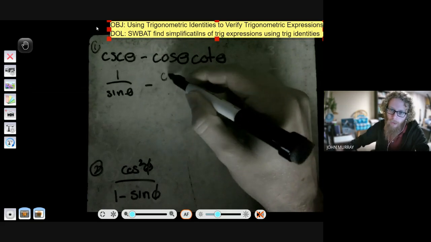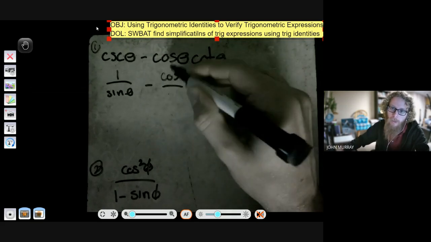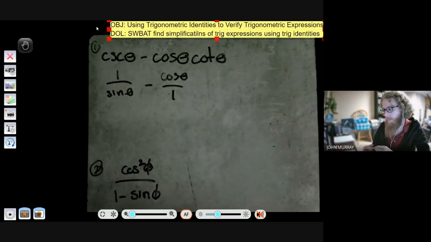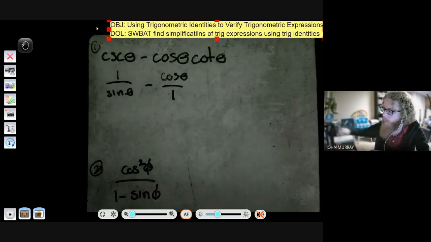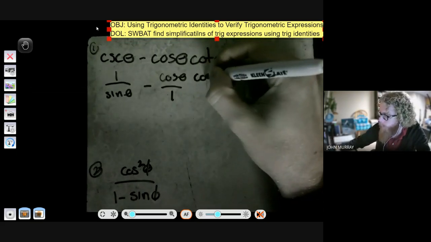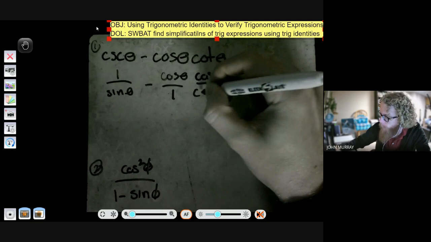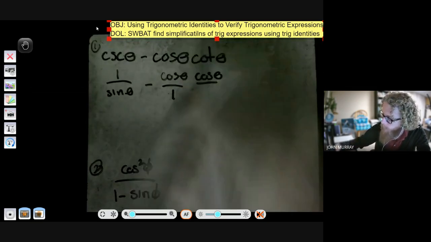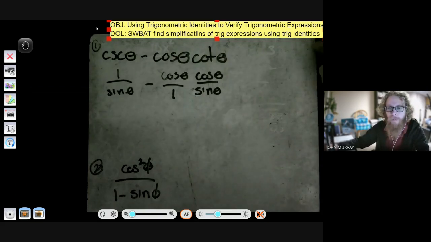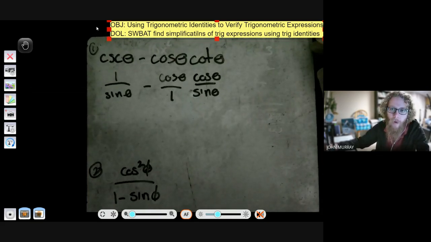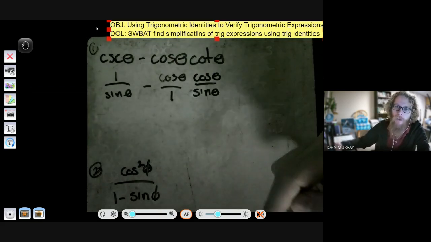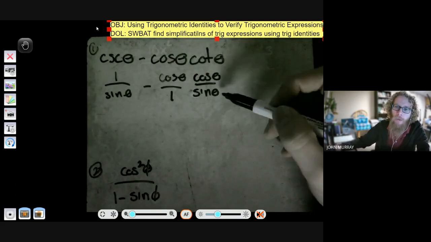You can't really break them up any further, and they're easy to work together with, right? So the cosine is going to stay cosine. But because it's not a fraction, I'm going to put it over 1. That's one of the rules, we can always put something over 1. Now, cotangent, we have the quotient rule. Cotangent is cosine over sine. Be careful. Tangent is sine over cosine. Cotangent is cosine over sine. That's a quotient rule.